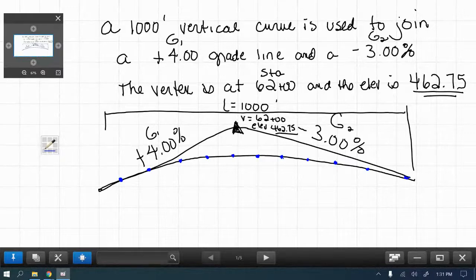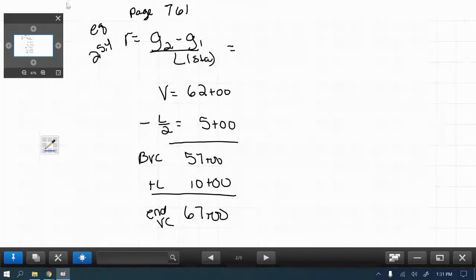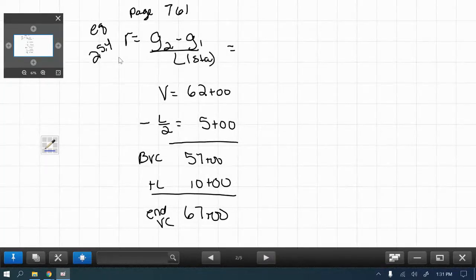All right, so I'm going to flip over. I'm actually in chapter 25 now. I've got the pages that I'm going to be looking at. This is going to be similar to example 25-1. I'm going to go ahead and solve for R first.